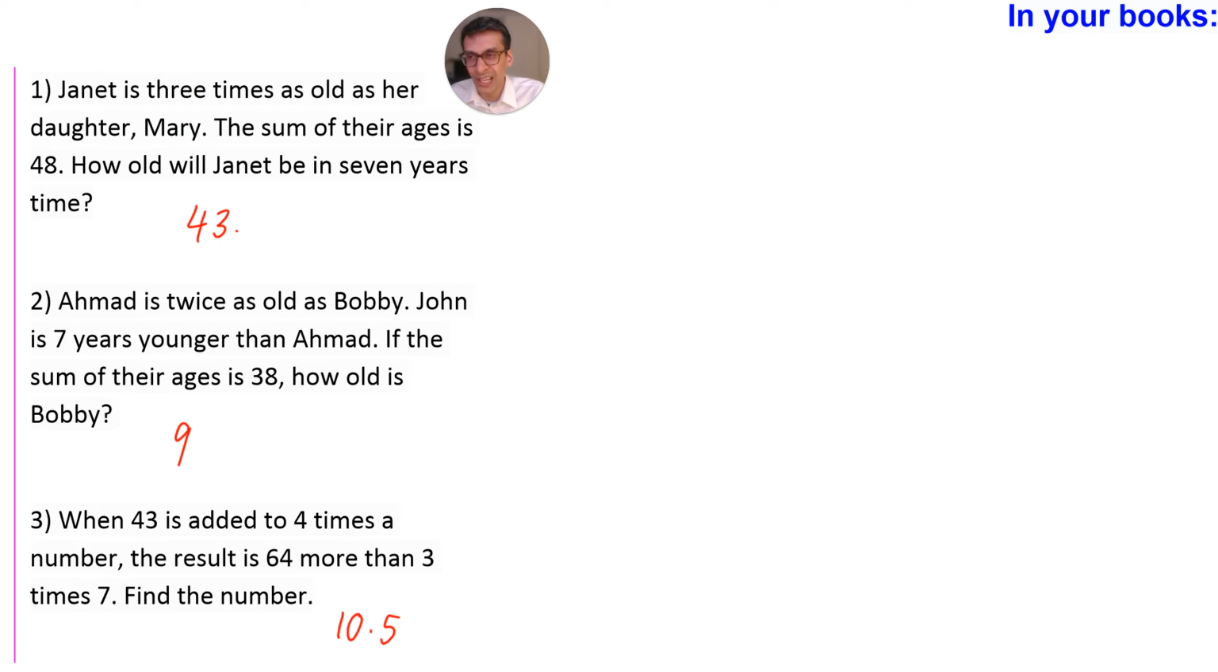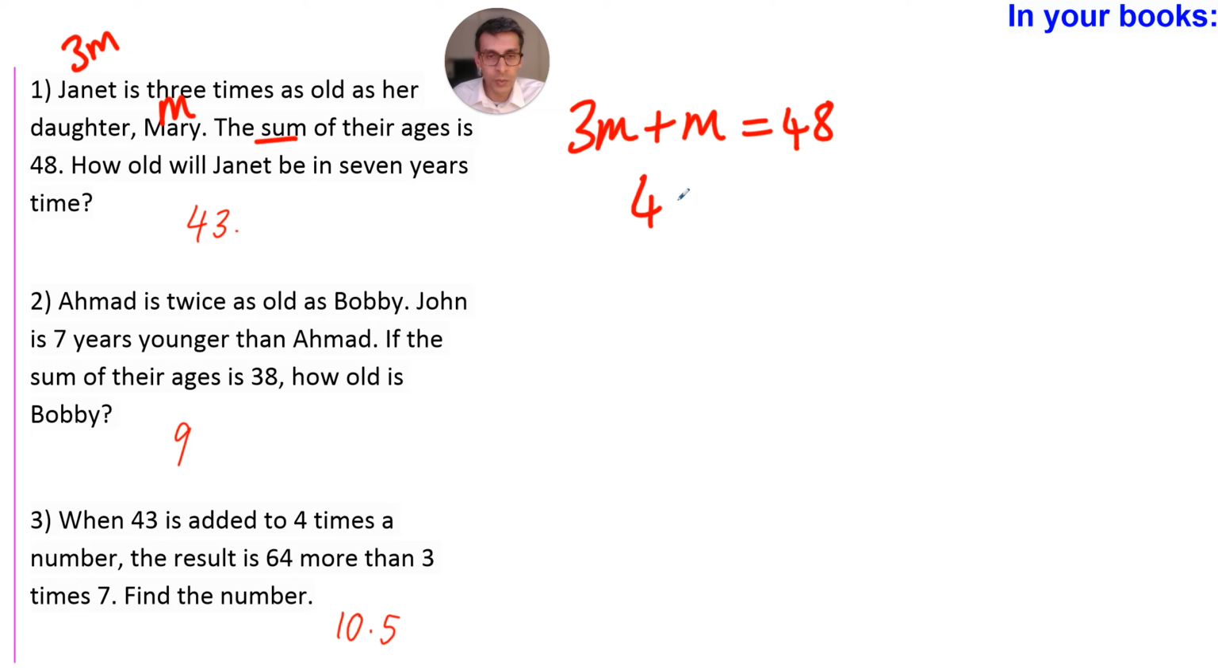Or we can make Mary M, let's use M. Janet would be 3 times M, so 3 times older. The sum, which means the addition, you add their ages up, is 48. So 3M plus M is equal to 48. Now we can solve this, we can simplify it first, so that means 4M is equal to 48.